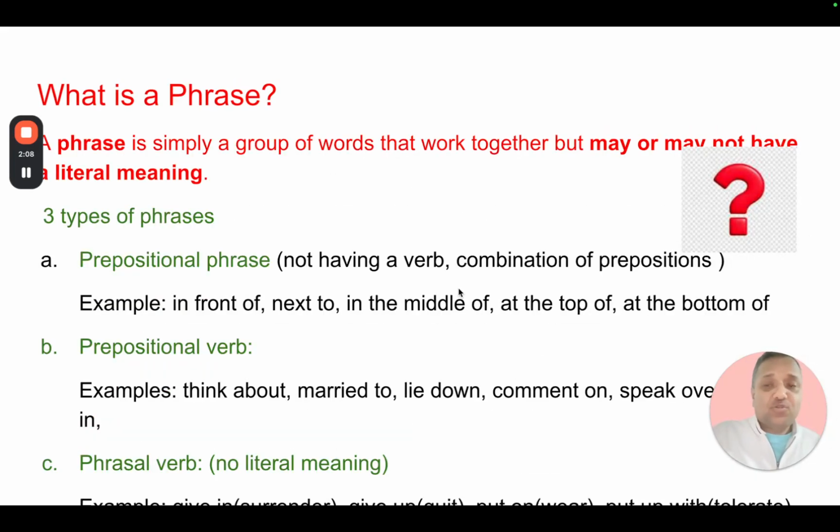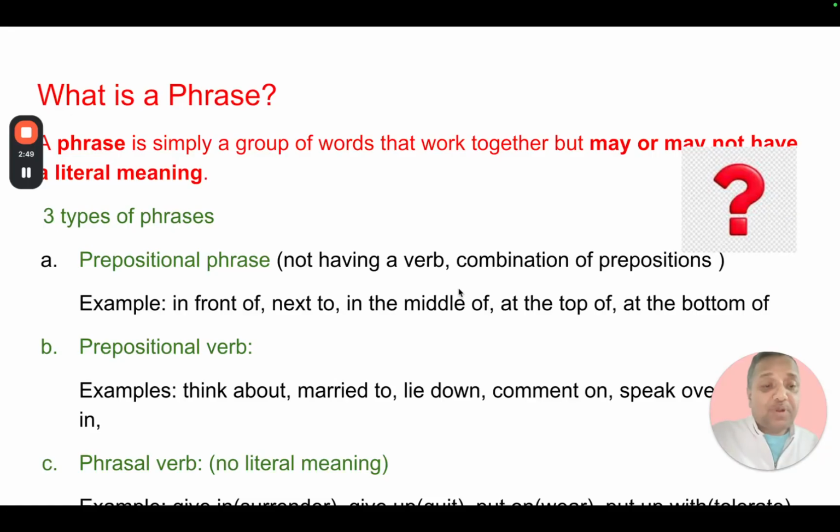Now, in contrast, what is a phrase? A phrase is simply a group of words that work together, but it may or may not have a literal meaning. We can put phrases in three major divisions. The very first one is the prepositional phrase, often combined with prepositions and adverbs, but not having a verb. For example, in front of, next to, in the middle of, at the top of, at the bottom of. You don't have a verb here. This is what we call a prepositional phrase.